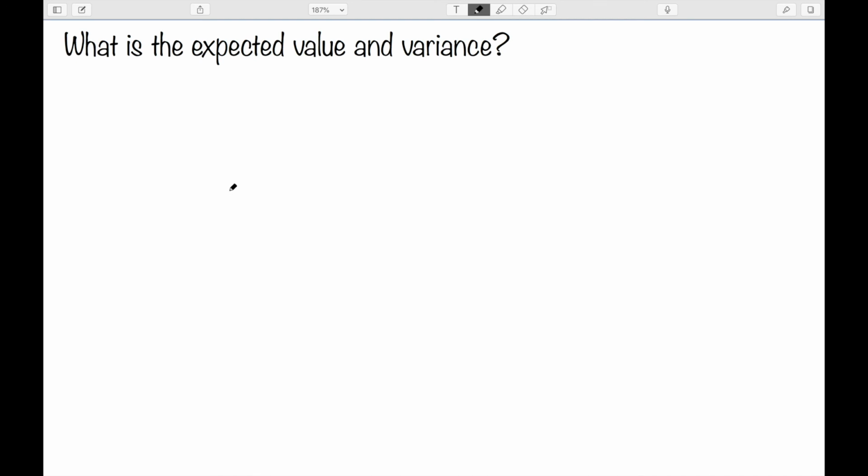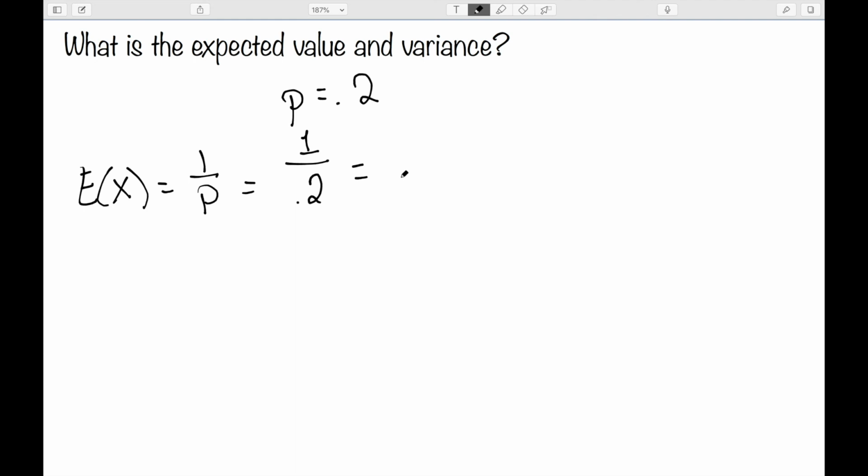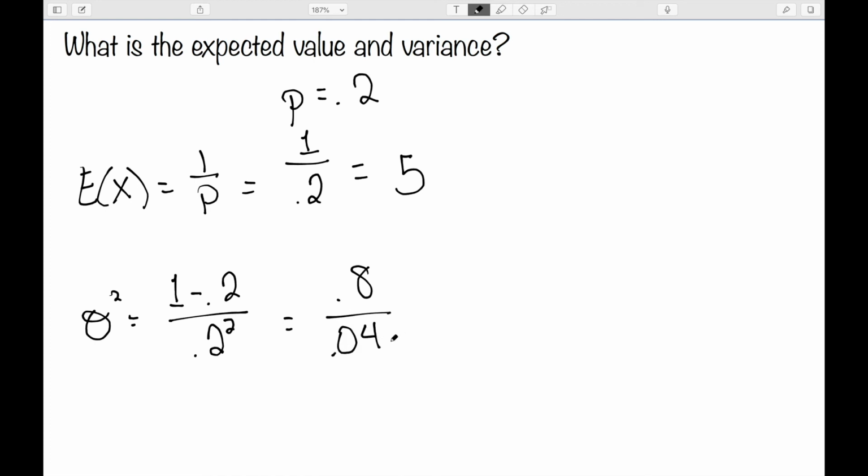Finally, what is the expected value and variance of this situation? We know that the probability of success is 0.2, so the expected value is 1 over p, or 1 over 0.2, which would be 5. So he should expect, on average, to have to speak to 5 people. For my variance, we have 1 minus p over p squared. So 0.8 divided by 0.04, which is 20. So the variance here would be 20.